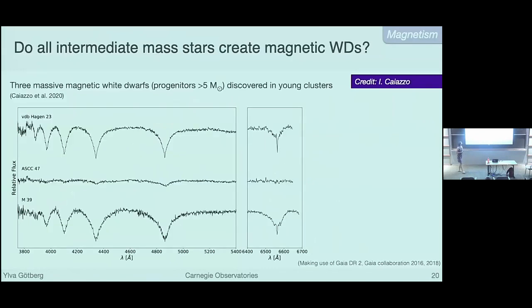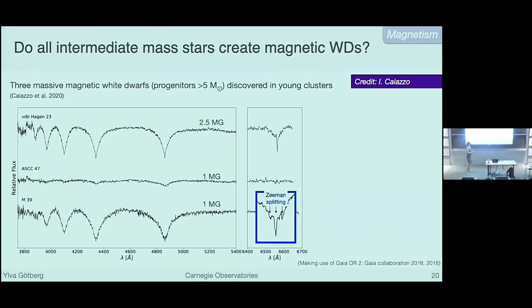So Ylva found three massive white dwarfs that are magnetized in young clusters. This is fun. These are three spectra. Let's show you here. In the H alpha of this star, you can see the Zeeman splitting. This is magnetized. We could find megagauss-ish magnetic fields.